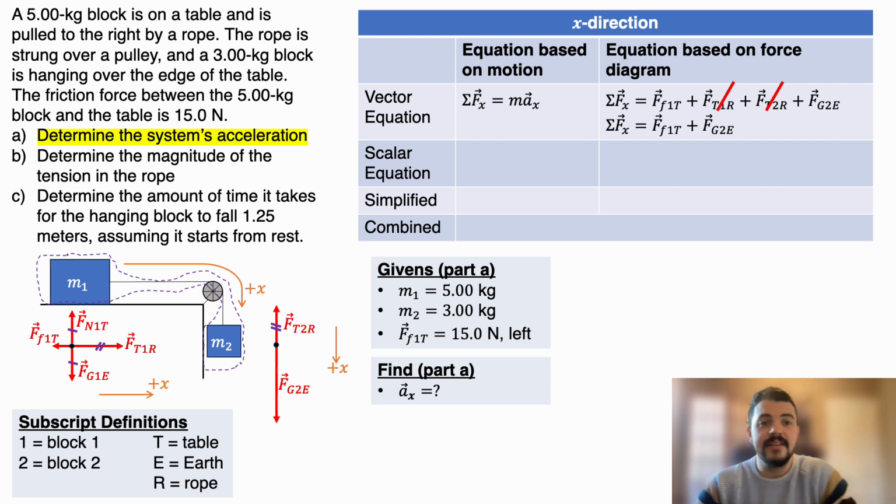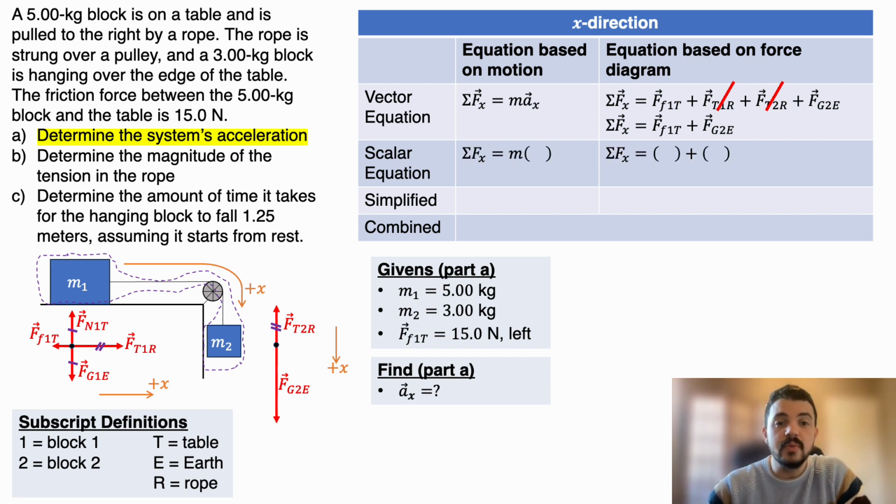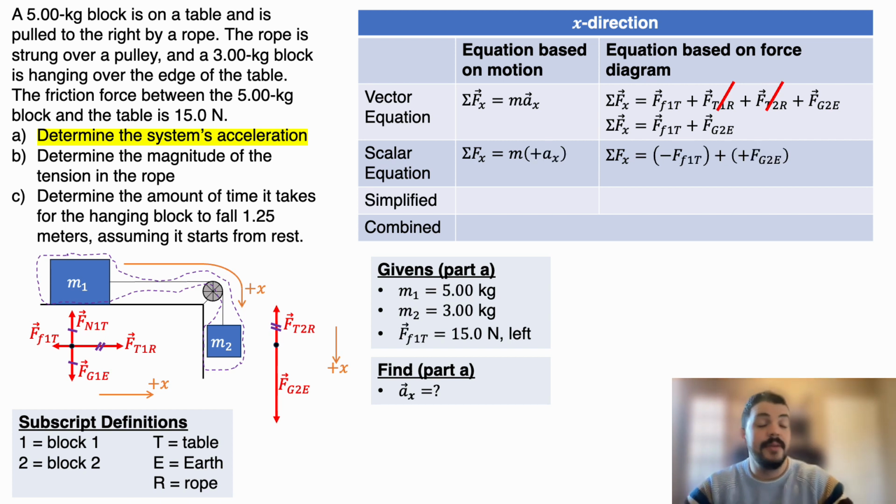All right, we're now going to write this as a scalar equation. When we do so, I see 1, 2, 3 vectors to worry about. And so let's fill in those parentheses. Our acceleration will be in our positive x direction. I actually didn't draw that into my picture. I should have, but I was already getting cluttered over there. Block 2 is both falling and getting faster as it falls, so that means the acceleration is downward. The friction force is backwards to the left, which is the negative x direction, and the gravitational force on block 2 is downwards, which is our positive x direction. So we've got a negative friction force and a positive gravitational force.